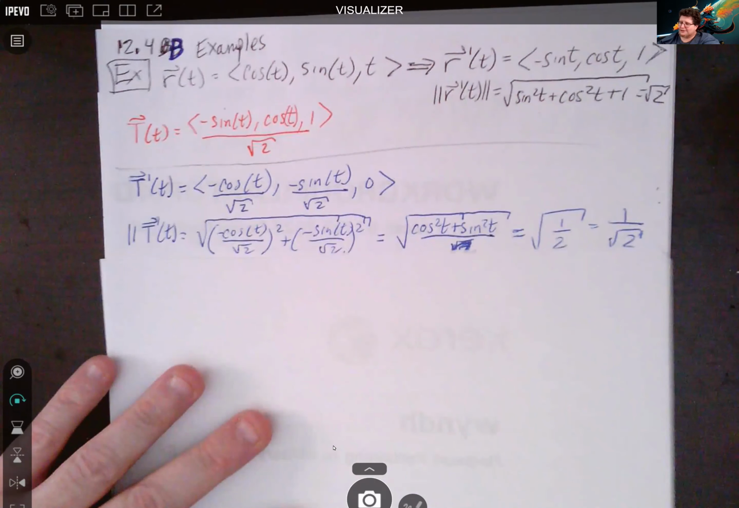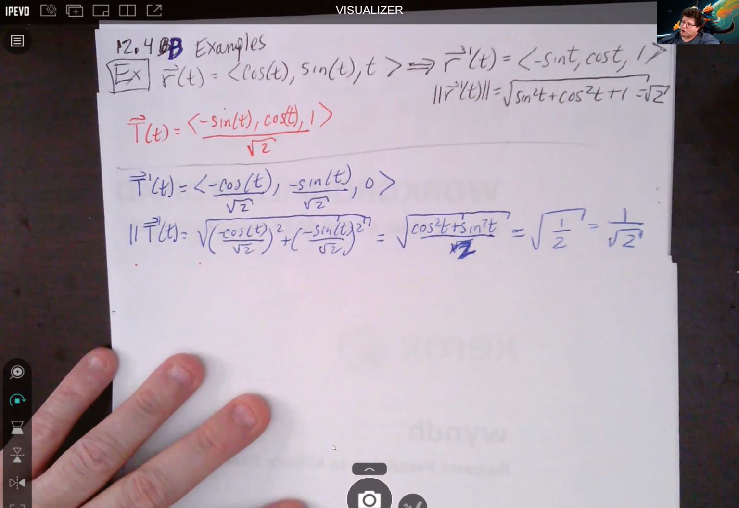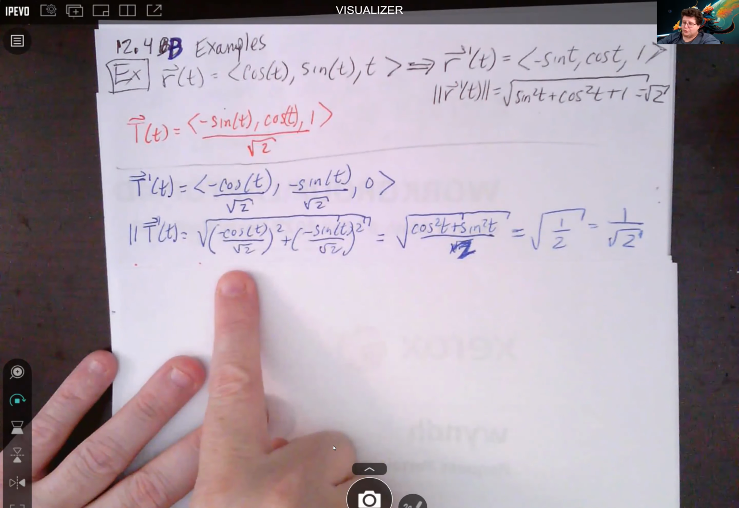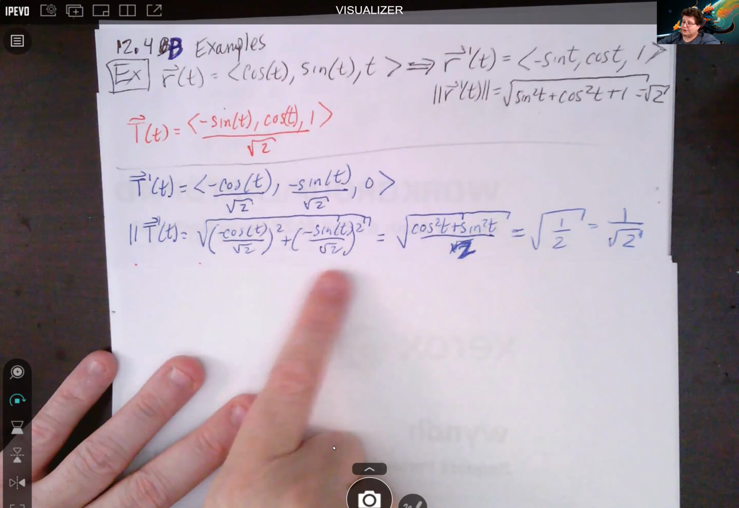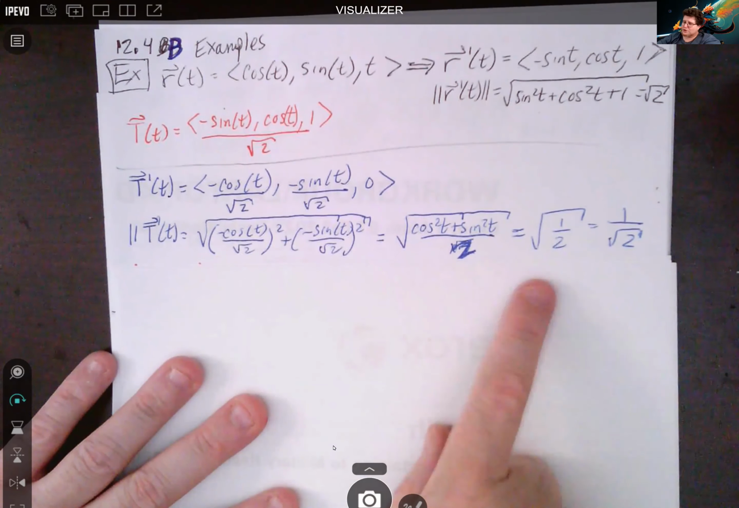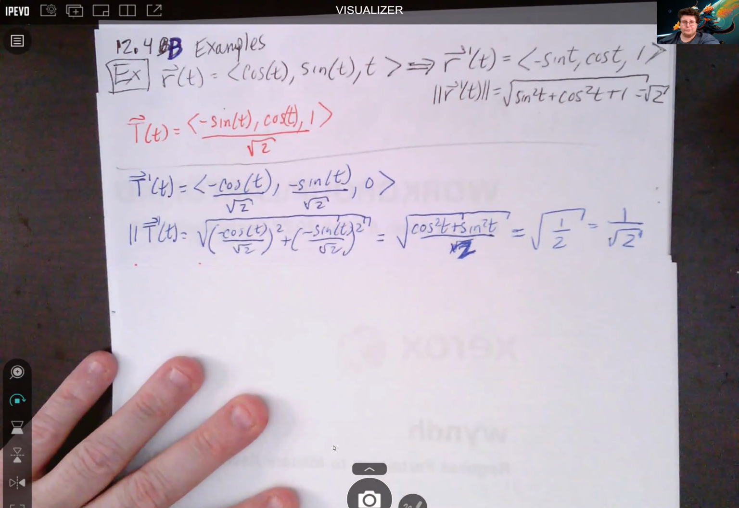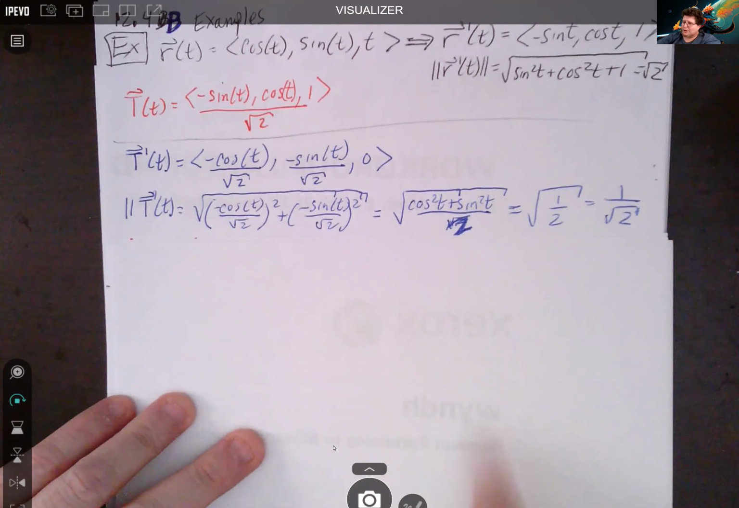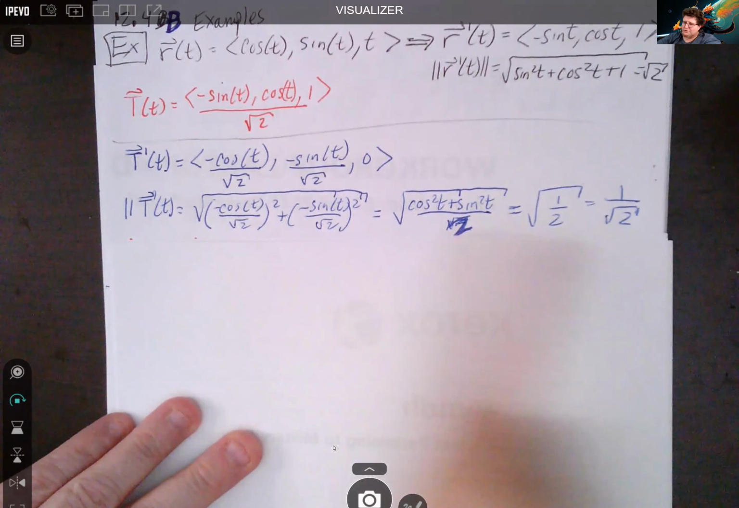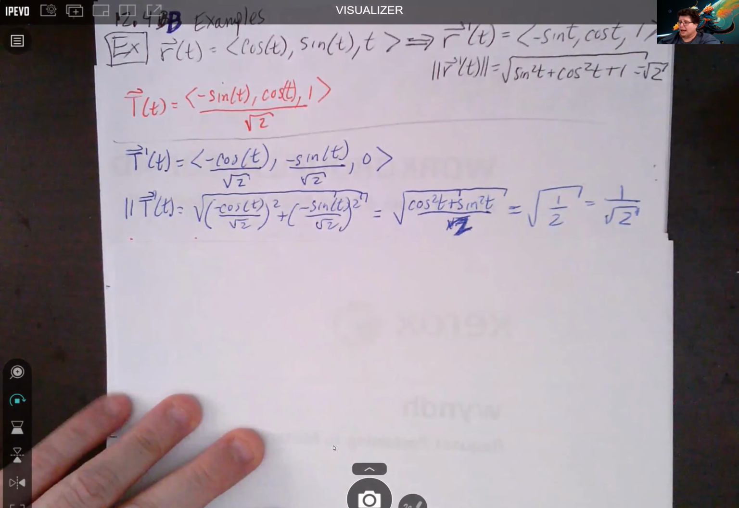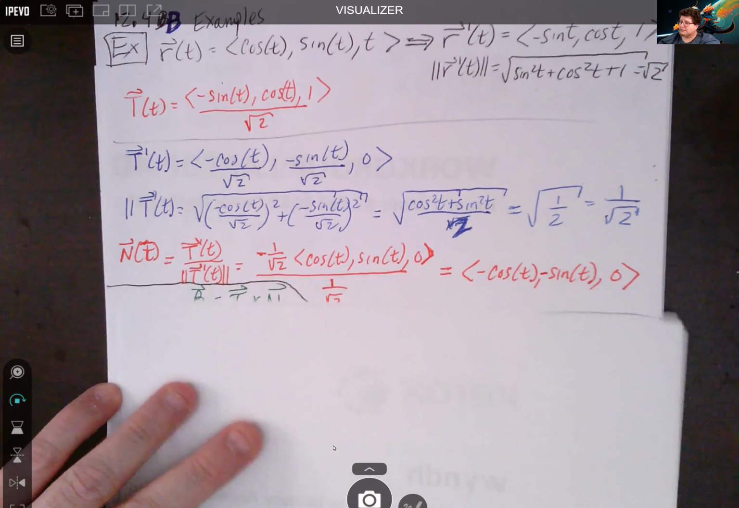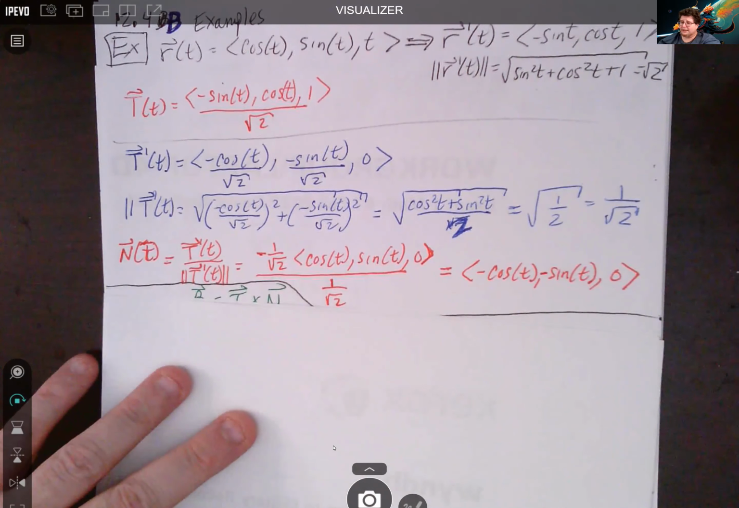We've got to find the magnitude of this. So we square it. We get cosine squared t over 2 and sine squared t over 2. We put them together and we just get the square root of 1/2, which is 1 over root 2. So when we divide t prime by 1 over root 2, the root 2s go away, and our normal vector is just negative cosine and negative sine.